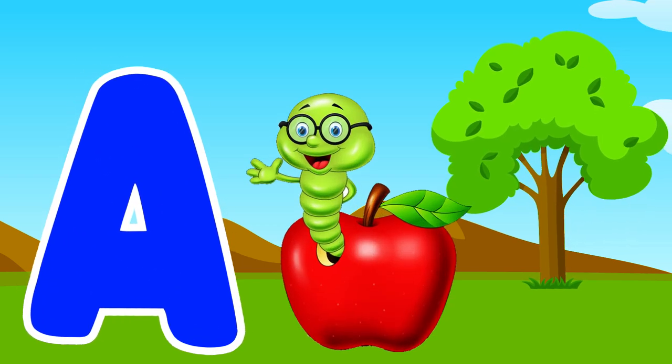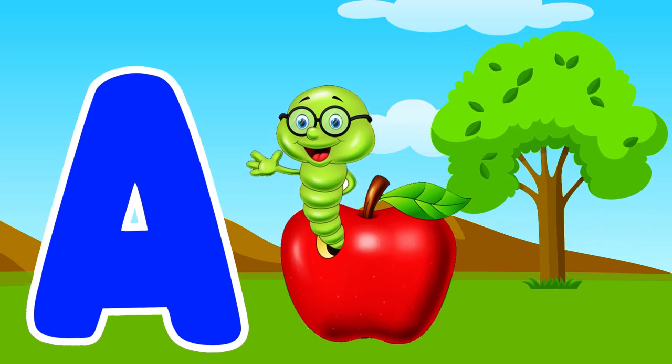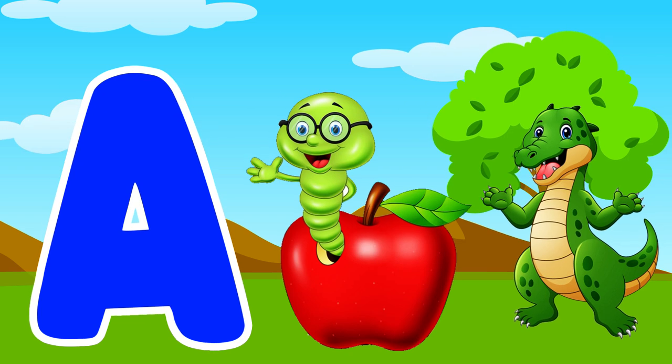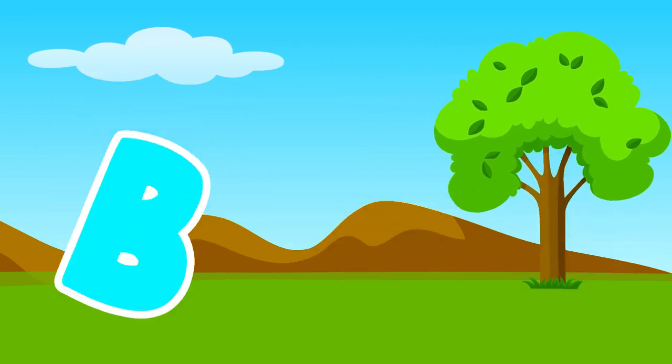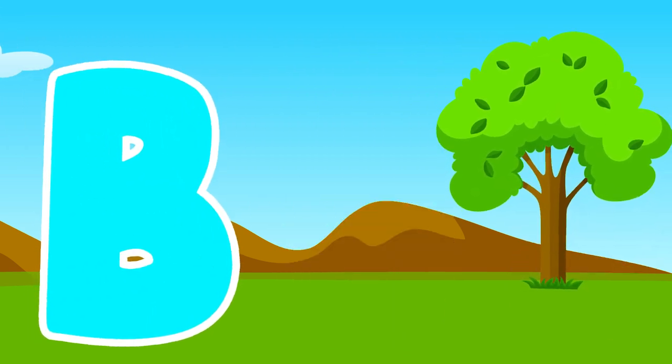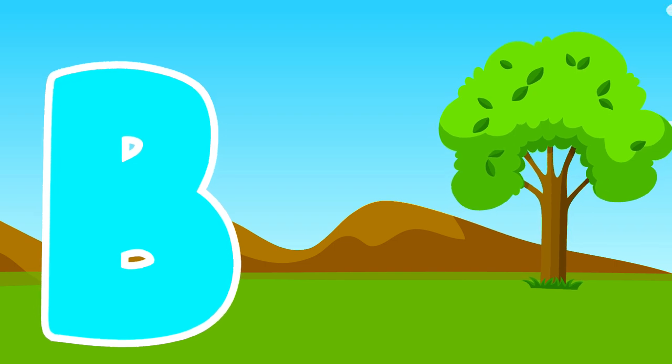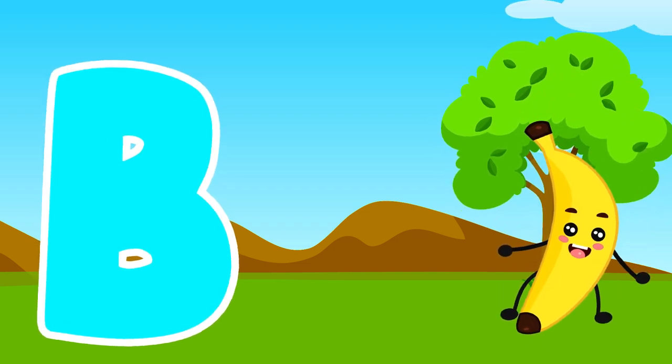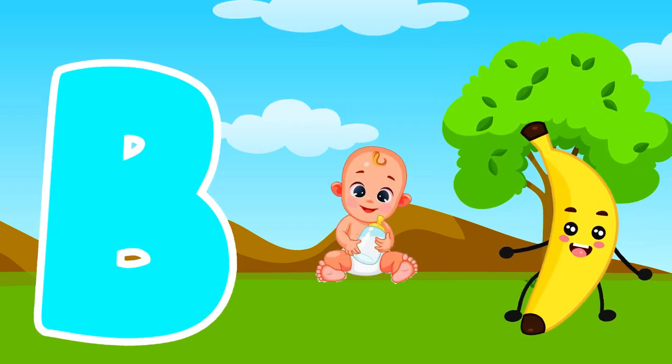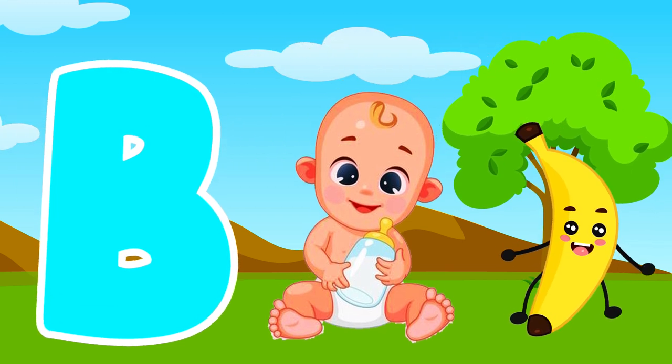A is for apple, a, a, apple. A is for alligator, a, a, a. B, this is the letter B. B is for banana, b, b, banana. B is for baby, b, b, b.